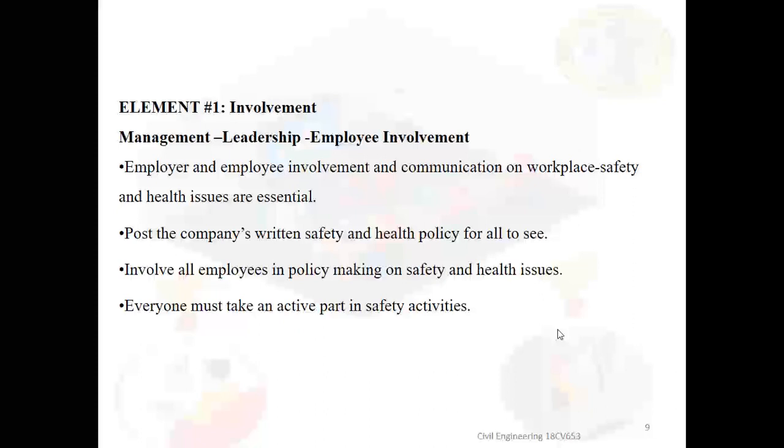So in the first element, it is very clear that employer and employee involvement, that is, the owner and the workers both involved, and communication on workplace safety and health issues are very essential. So the owner and the workers should jointly be involved in workplace safety. That is the top step. And the second one is companies' written safety and health policies.